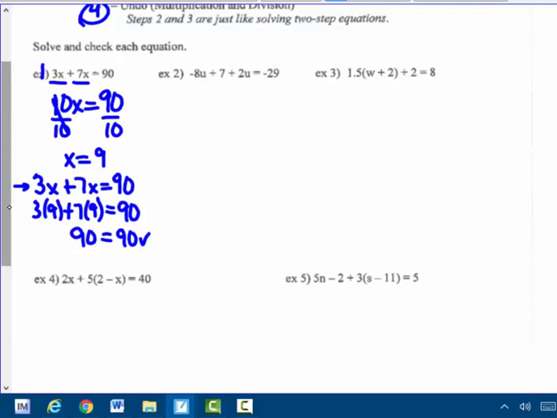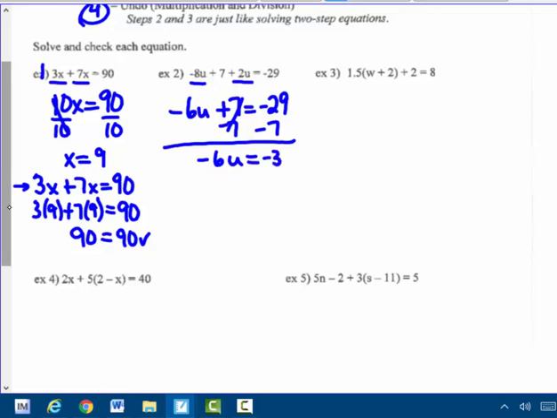Example 2, negative 8u plus 7 plus 2u equals negative 29. Well, I have u's that can combine. That's negative 8u plus 2u, which gives me negative 6u, plus 7 equals negative 29. Now I've got a 2-step equation. I'm going to subtract 7 from both sides, and I get negative 6u equals negative 36. Dividing by negative 6, I get u equals positive 6.